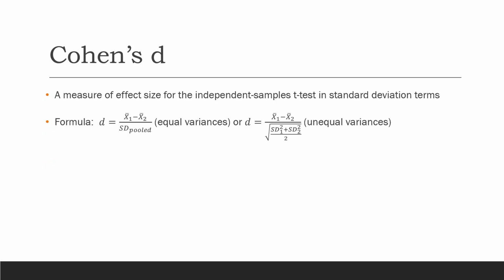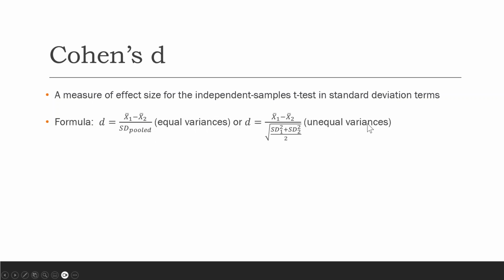One is when the assumption of equal variances, or the homogeneity of variances, is satisfied. Cohen's d is given by this formula to the left: x bar sub 1 minus x bar sub 2 divided by the pooled standard deviation. Remember, when we use Student's t-test, we use the pooled variance to help us get the standard error of the difference in the means. But this denominator is the pooled standard deviation, not the pooled variance, because it is in standard deviation units. So that's the formula when we assume equal variances.